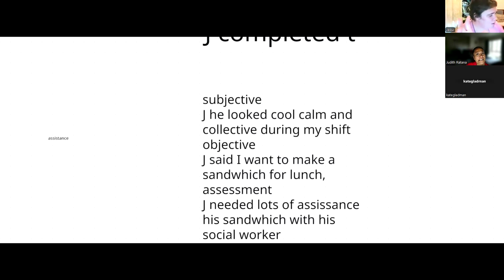So subjective is how the client presents. Objective is what the client says, or observations that you observe. Assessment overlaps with objective and subjective, but it's your interpretation of those events. So we use the example where he needs lots of assistance. That was your interpretation, what you thought. And then the plan is, just to keep it simple, what's going to happen next. Okay. So we've got subjective, objective, assessment, and plan.